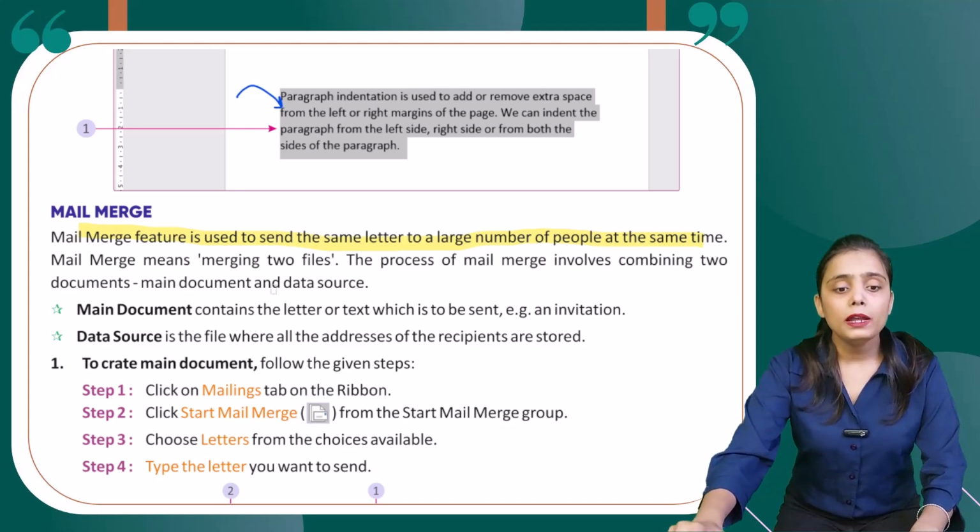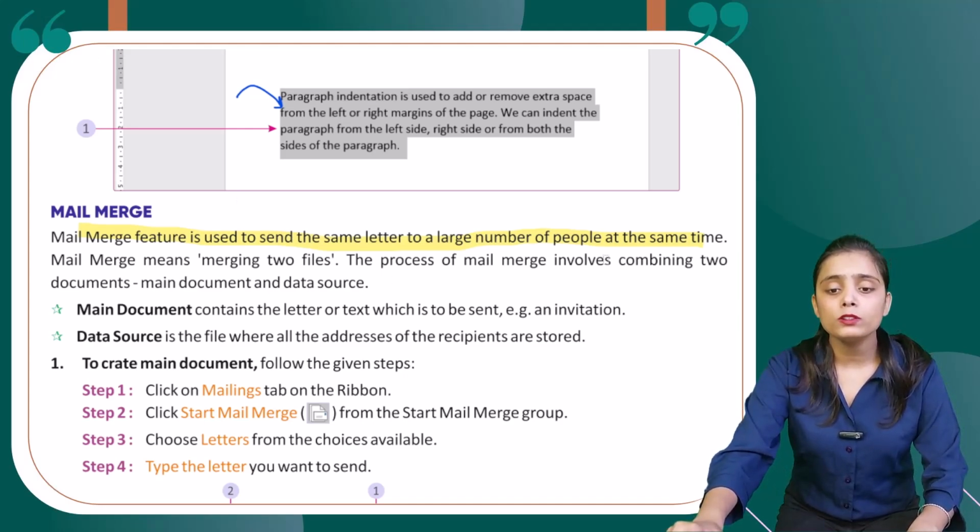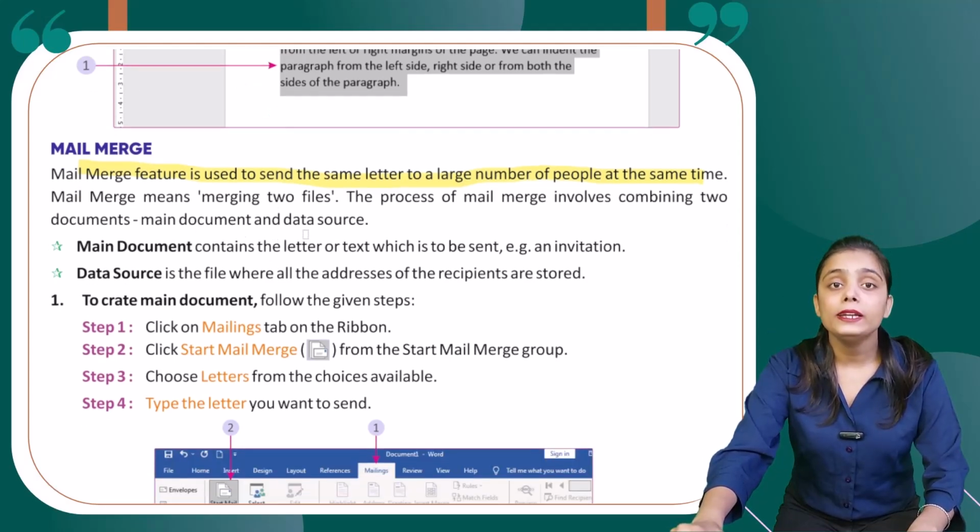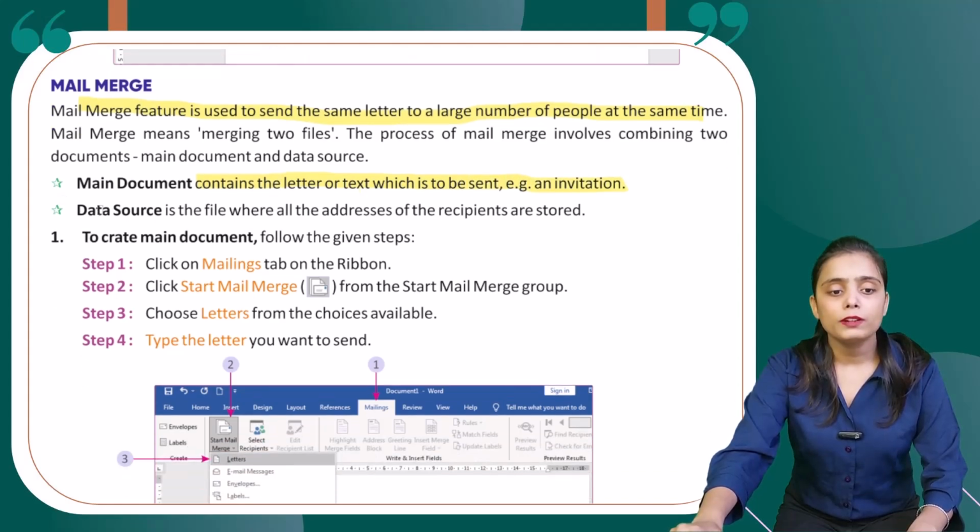After that, mail merge means merging two files. The process of mail merge involves combining two documents: the main document and the data source. Now the main document contains a letter or text which is to be sent, for example an invitation. Now after that, the data source is the file where all the addresses of the recipients are stored.